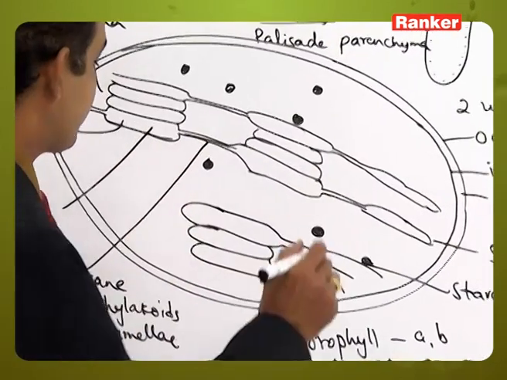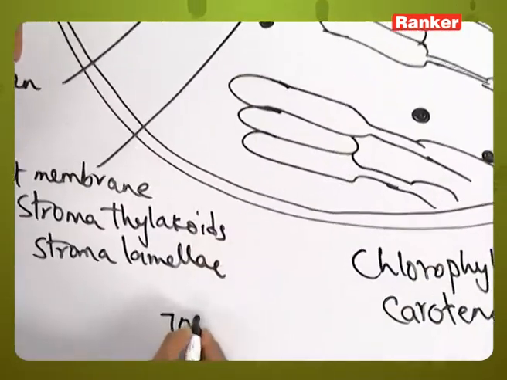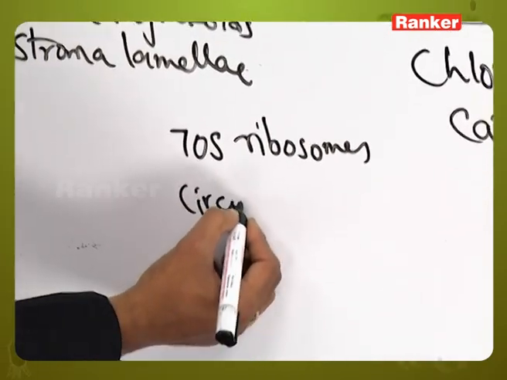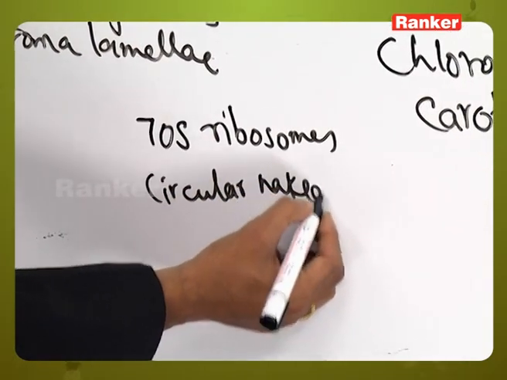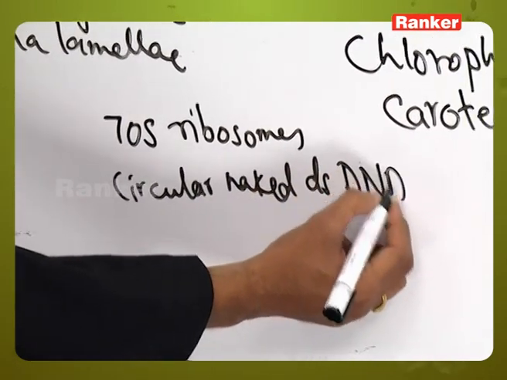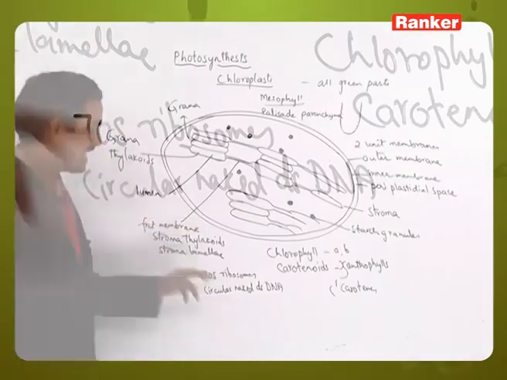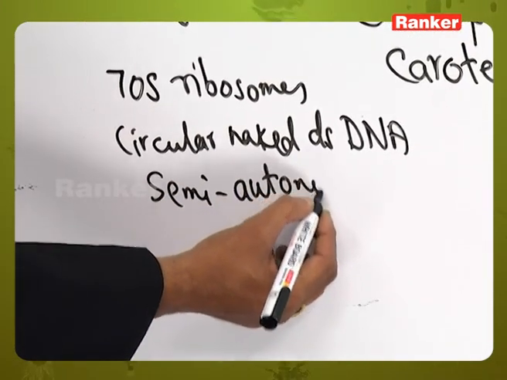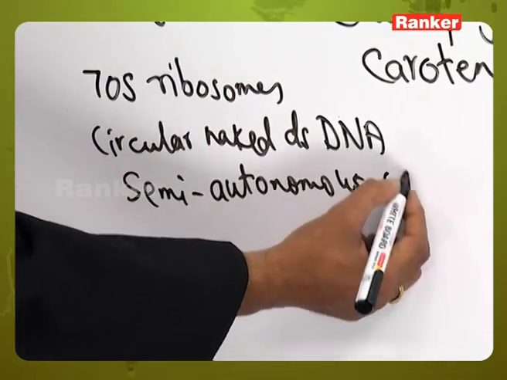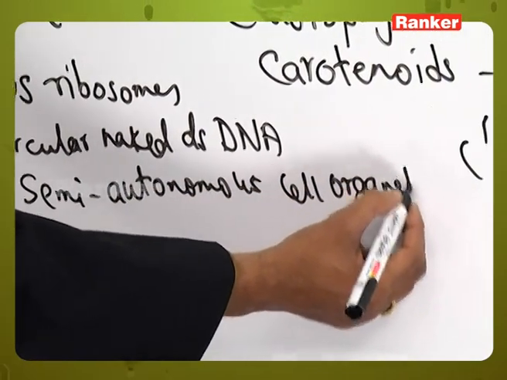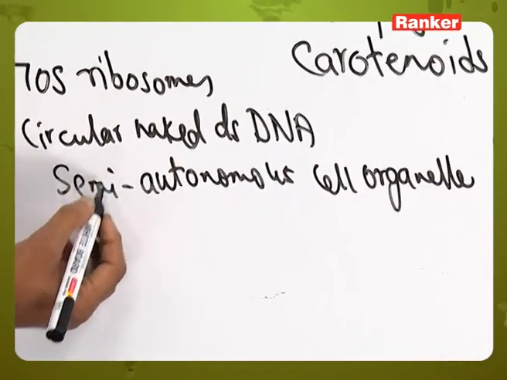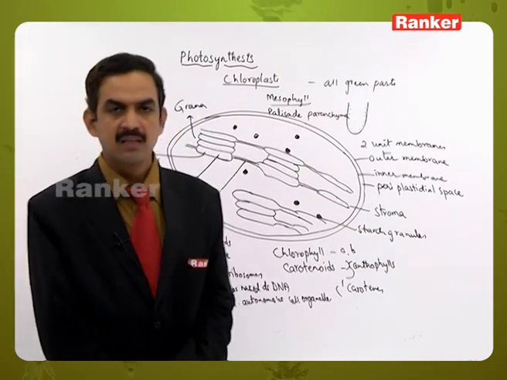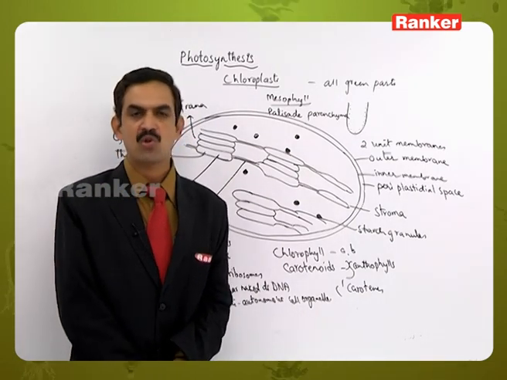The chloroplast has 70S type ribosomes and a circular naked double-stranded DNA molecule. As it contains the circular naked double-stranded DNA molecule, it is considered a semi-autonomous cell organelle, and it can perform some of its functions by itself. That is how the chloroplast is concerned with vital functions like photosynthesis.